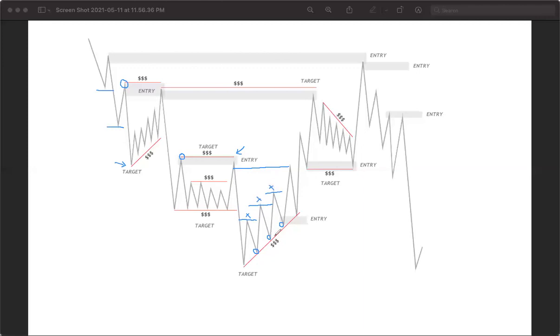If I bought here, I would anticipate that this high would get ran out. I would anticipate that for sure.